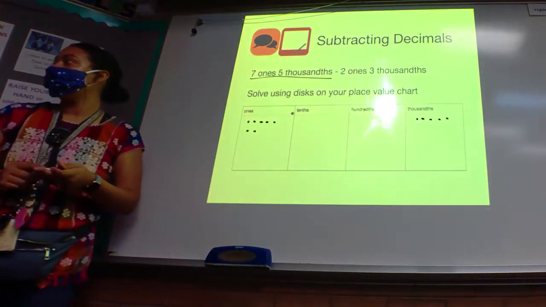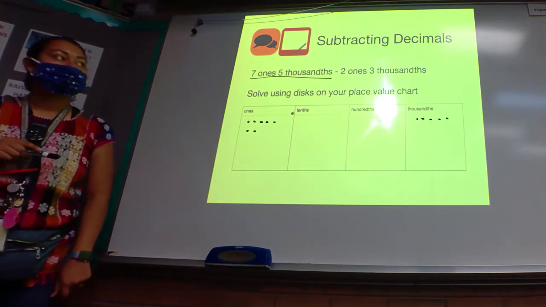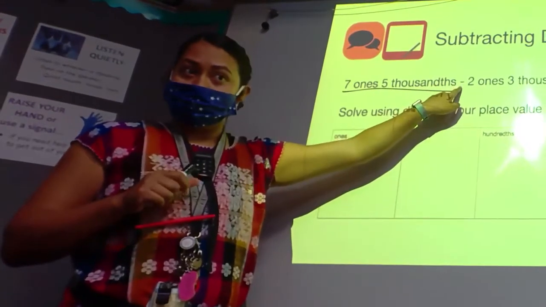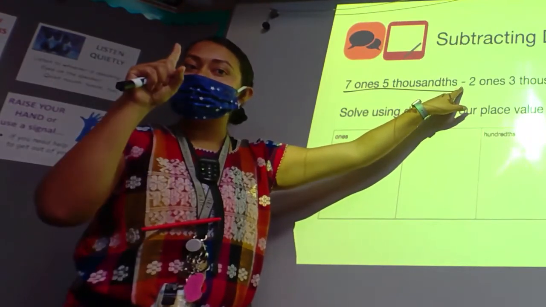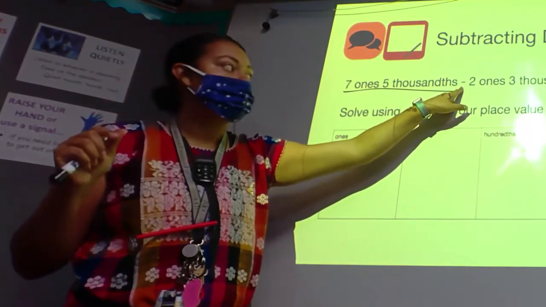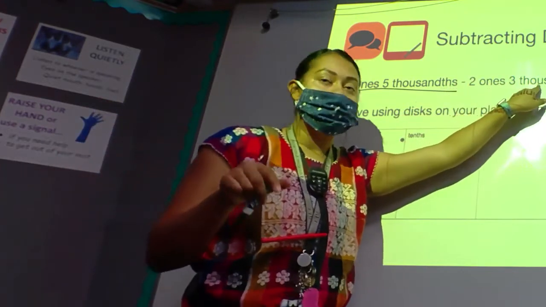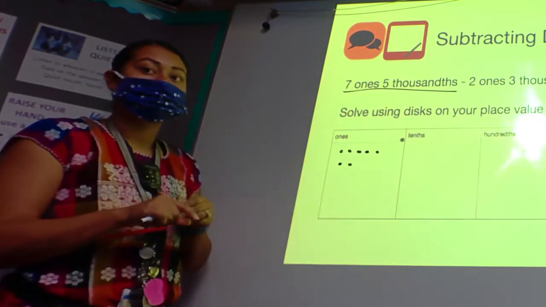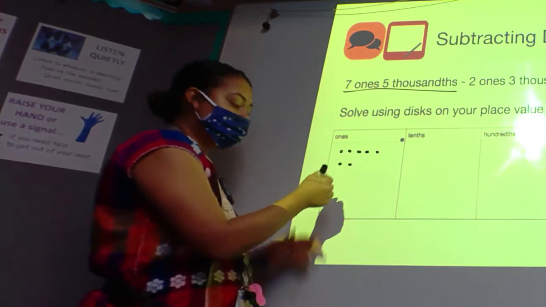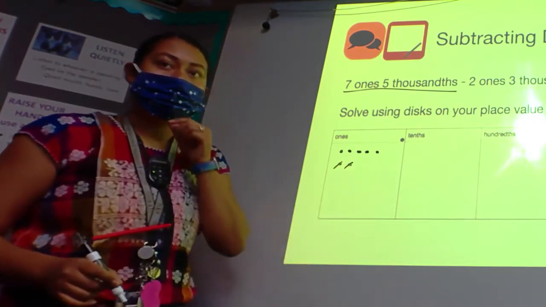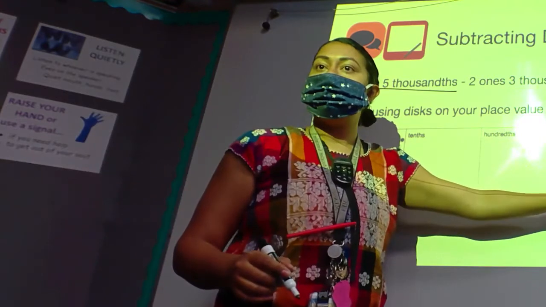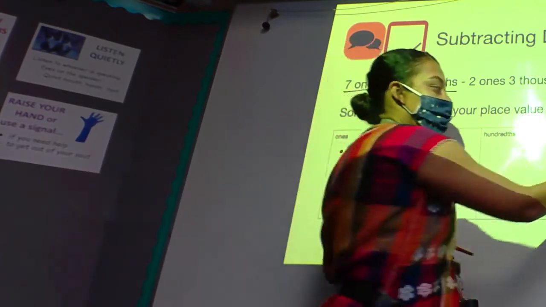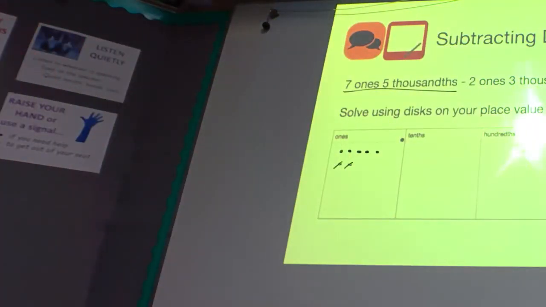Is that it? So now we're taking away, so you can cross out or just erase it with your finger or your eraser. 2 ones, 3 thousandths. Okay, so we're taking out how many? 2 ones. So 1, 2. And we're taking out how many thousandths? 3. 1, 2, 3. So now write down the digits below how many are left over.